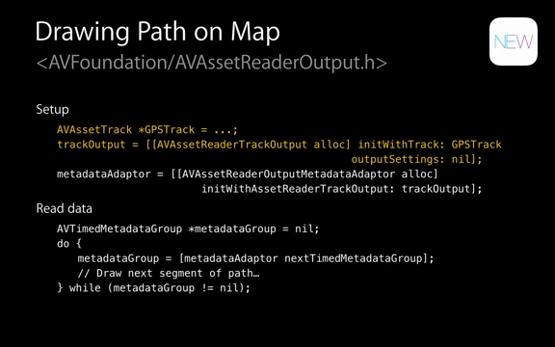So to see a little bit of code for using Asset Reader for this purpose, the first thing you want to do is find the track that contains your location information. And we'll talk more about how to do that in just a second. And then you use that track to create an Asset Reader track output, and you use nil output settings. And then you'll create your metadata adapter with that track output. And then in a loop, you just take your metadata adapter and call the next timed metadata group method over and over again, doing something with each piece of data, like drawing it on the map, until that method returns nil, and then you know there's no more data to draw.